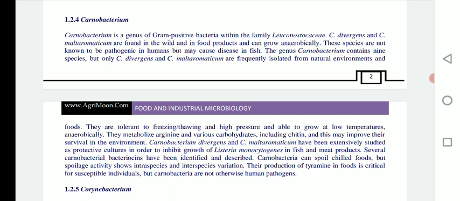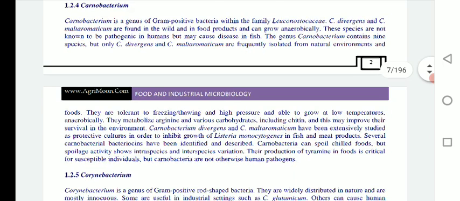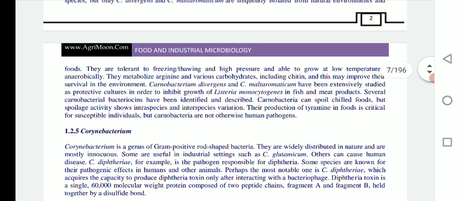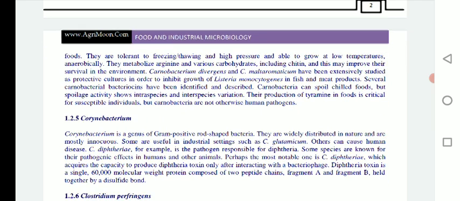So the genus Carnobacterium contains 9 species, but only Carnobacterium divergens and Carnobacterium maltaromaticum are frequently isolated from natural environments and foods. So they are tolerant to freezing as well as thawing and high pressure and able to grow at low temperature anaerobically. So they metabolize arginine and various carbohydrates including chitin, and this may improve their survival in the environment.